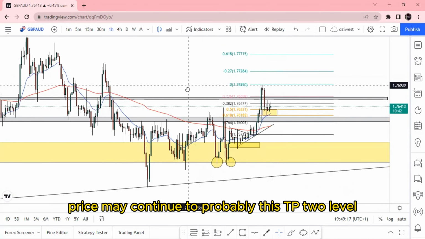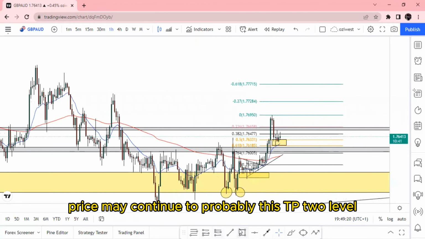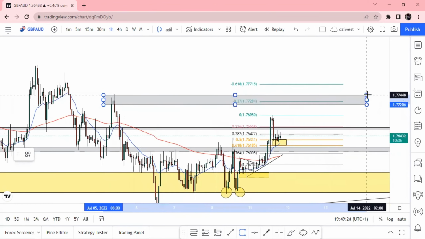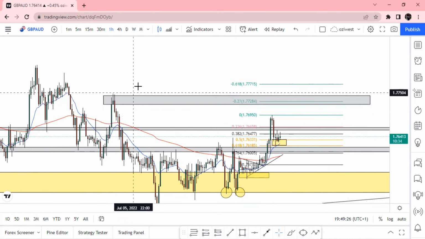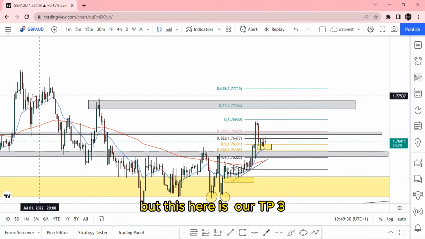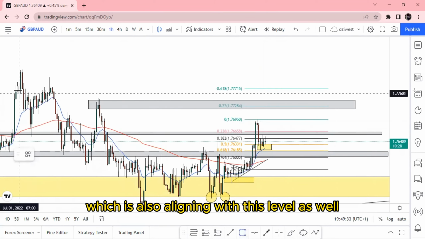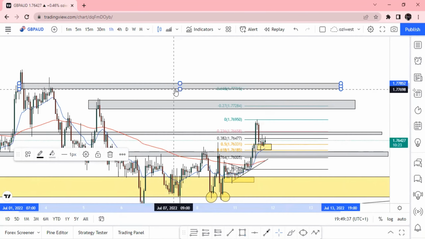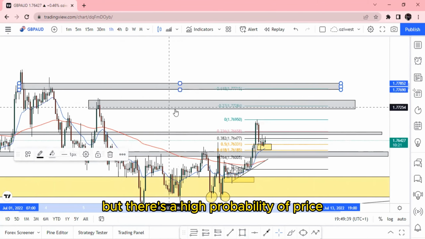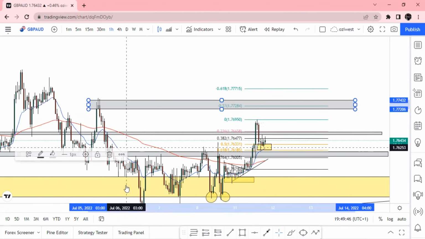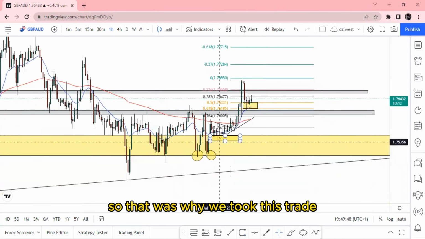Price might continue to probably this TP2 level because it's aligning with this level of resistance. But this here is our TP3, which is also aligning with this level as well. But there's a high probability of price getting to this level than this level. So that was why we took this trade.